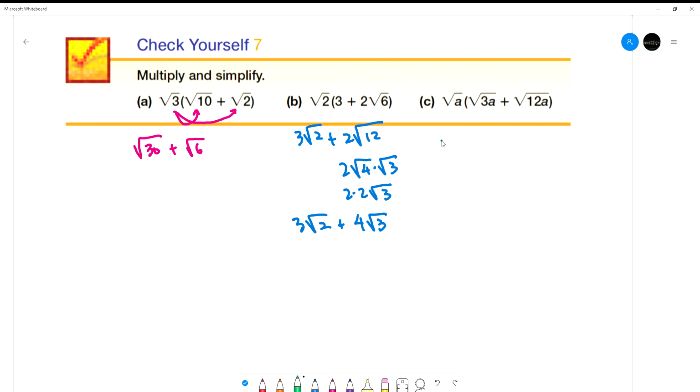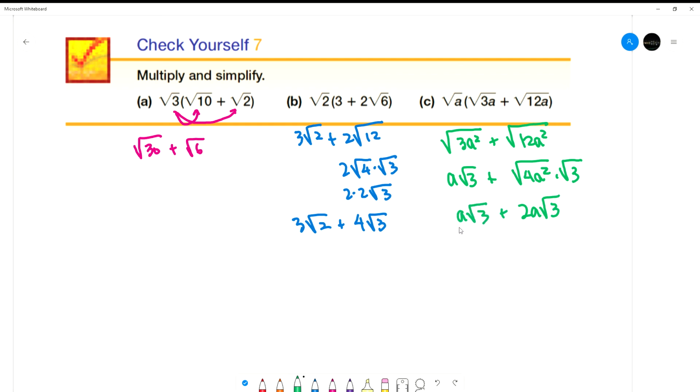Last one here, we have radical 3a squared plus radical 12a squared. So the first one is just a root 3. And the second one, I see this is plus radical 4a squared times radical 3. And this simplifies to 2a root 3. So a radical 3 plus 2a radical 3 gives me 3a radical 3. Okay.